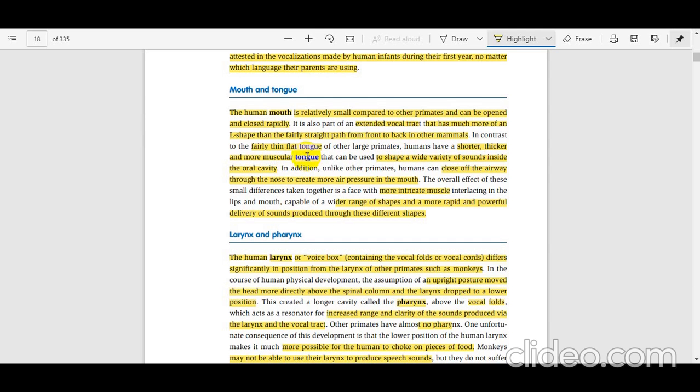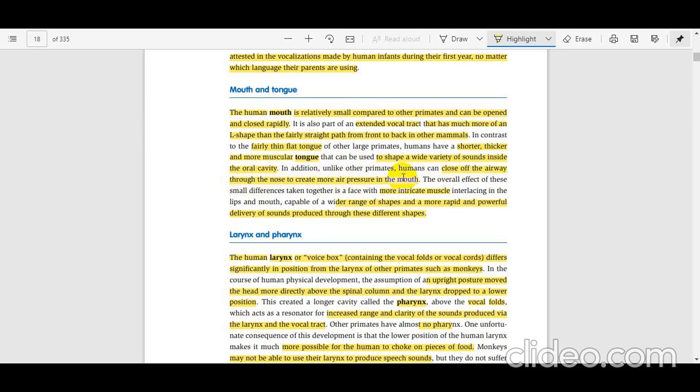These features enable humans to produce more complicated, more instrumental sounds, to shape a wide variety of sounds inside the oral cavity. Now, this is not the end. Unlike other primates, humans can close off the airway through the nose to create more air pressure in the mouth.